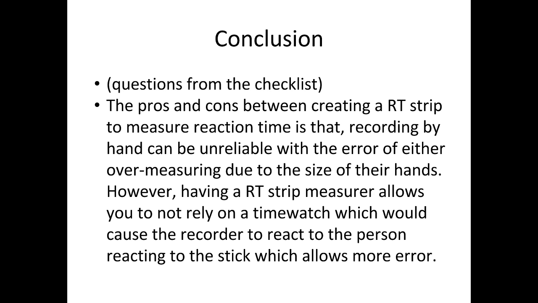The pros and cons. So the conclusion, the pros and cons between creating a reaction time strip to measure reaction time is that recording by hand can be unreliable with the error of over measuring due to the size of their hands, as for example, when they catch it, depending on the size of their hand, it's hard to pinpoint where exactly they caught it. But having a reaction time strip measurer allows you not to rely on a time watch, which would cause the recorder to react to the person reacting to the stick, which allows more error.